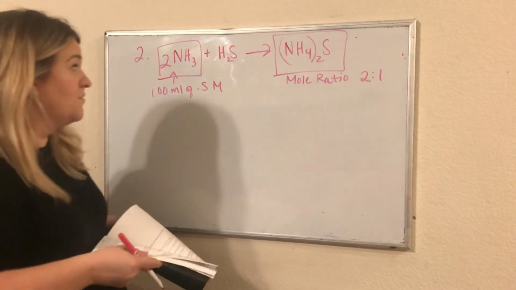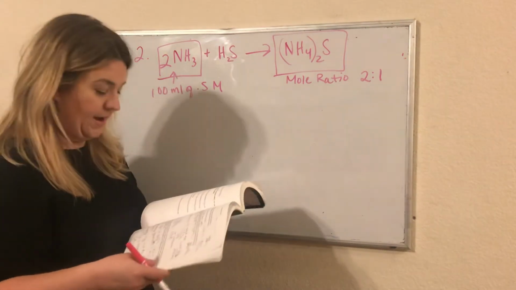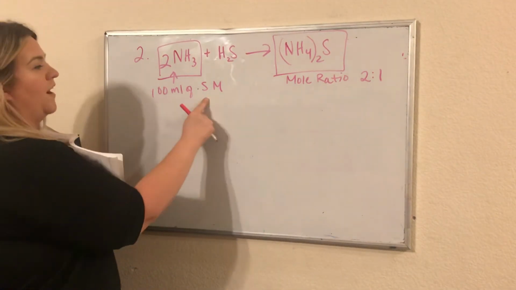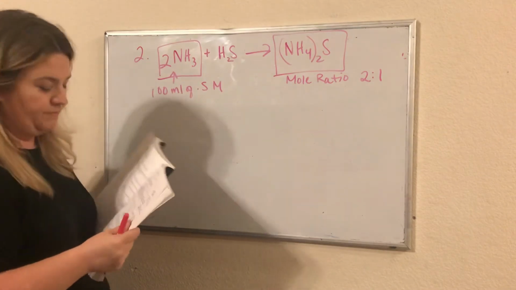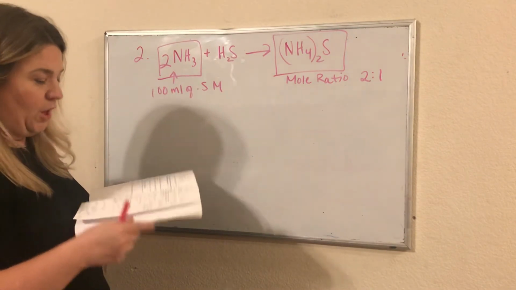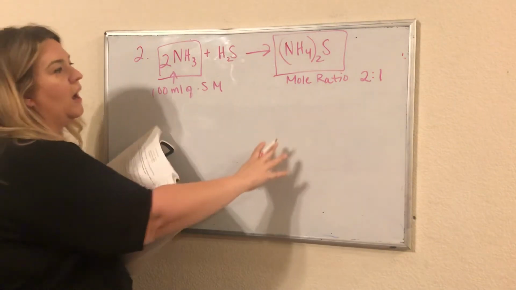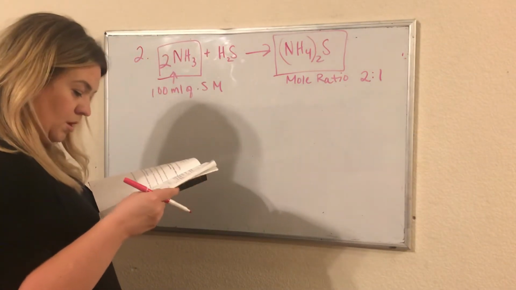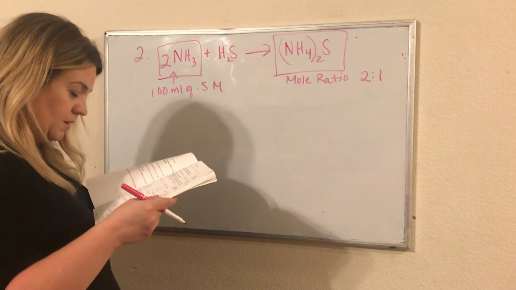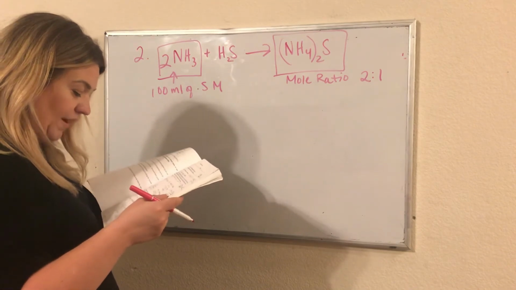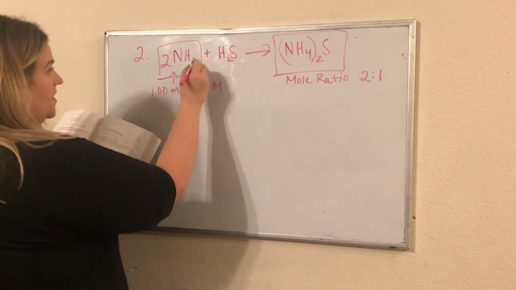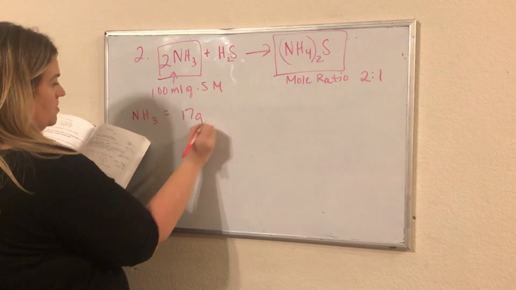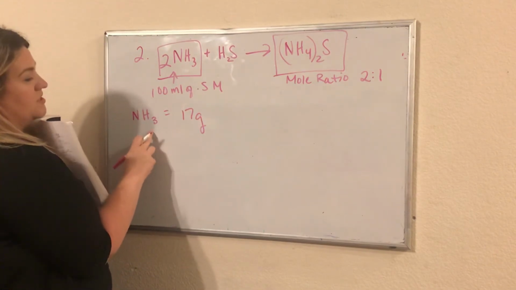So our first step is, let's figure out how much we've started with, okay? Let's figure out how many grams are in 100 milliliters of a 0.5 molar solution of ammonia, okay? That's how we're gonna figure out. We need to know how many grams we have of this to figure out how many grams we will end up with of this. So what we'll do is we'll find the molecular weight of this, NH3. Its weight is 17 grams, because that's 14 and 3 hydrogens is 3.